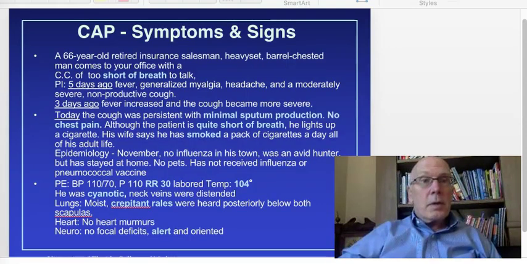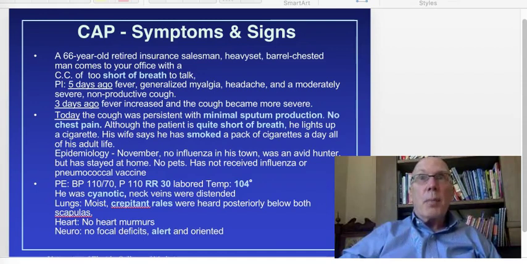What are this patient's key symptoms and signs? He is short of breath and has a respiratory rate of 30 at rest. He has minimal sputum production and has no pleuritic chest pain. He is a smoker. Epidemiology reveals this occurred during the late fall or early winter. He was noted to have a fever, is cyanotic, has rales on pulmonary exam, and he is alert. We will discuss the likely diagnosis during a subsequent video.